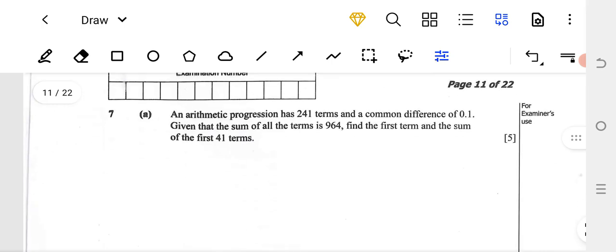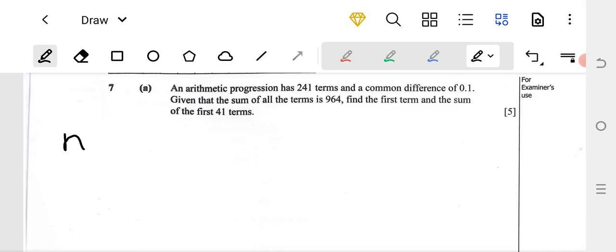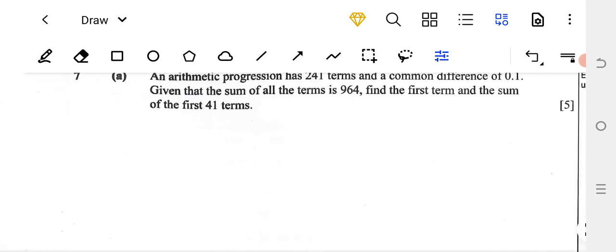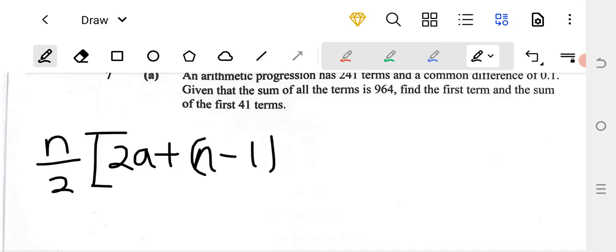Then we go to question 7, carrying 5 marks. An arithmetic progression has 241 terms and a common difference of 0.1. Given that the sum of all the terms is 964, find the first term and the sum of the first 41 terms. So we go to the sum formula, which is n over 2 multiplied by 2a plus (n minus 1)d is equal to the sum.